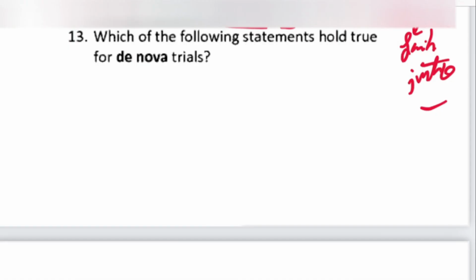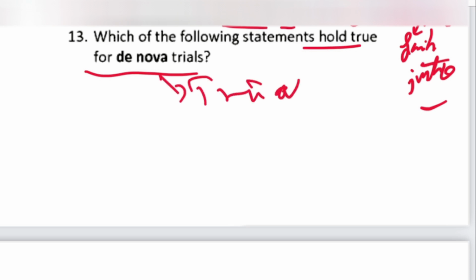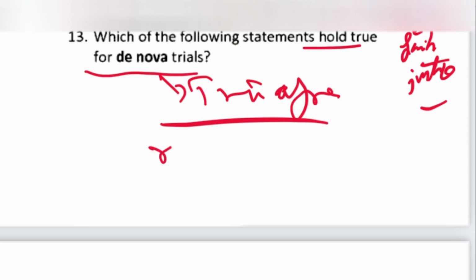Next, 13. Which of the following statement hold true for de novo trials? De novo trial means trial starts afresh. Means you are restarting the trial from inception.